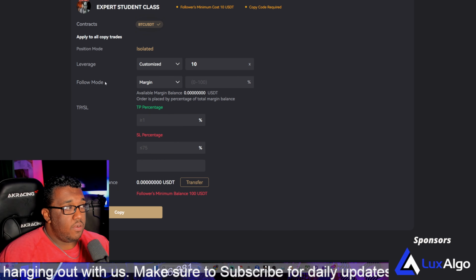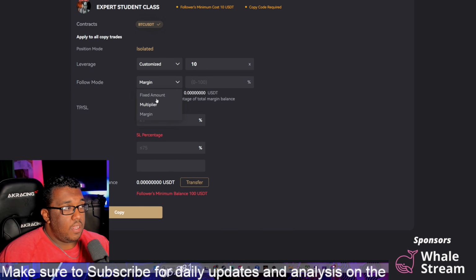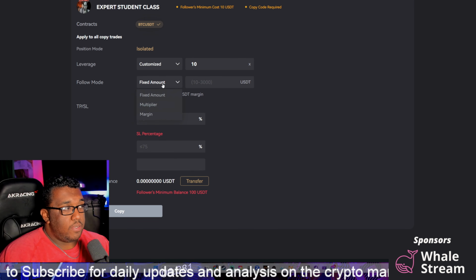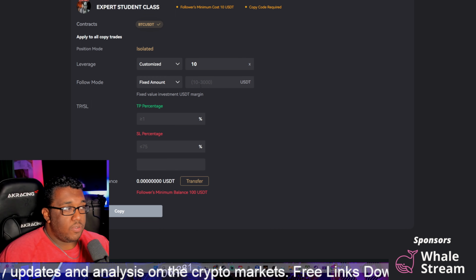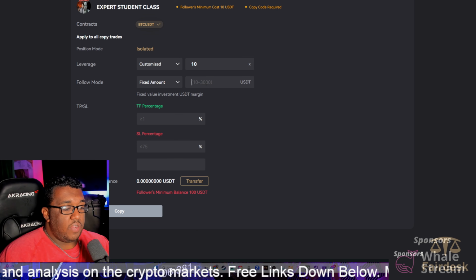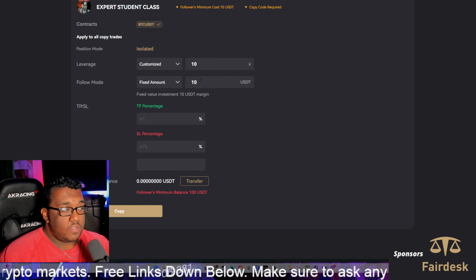Next, you have follow mode. So you can be using a margin, a fixed amount, a multiplier. Most of the time, I would just say have it be a fixed amount. So this is going to be in USDT, a stable coin. So this is how much for every trade this guy's doing. How many trades are you doing? You could have it be at $10.